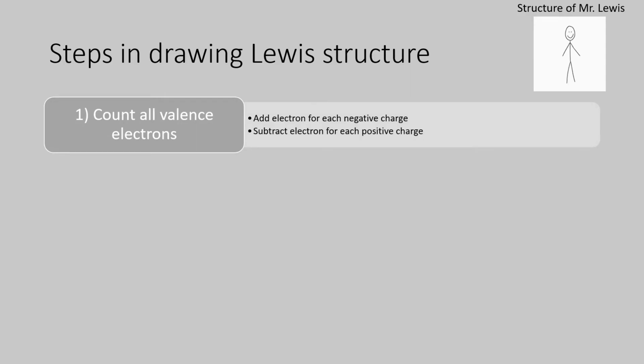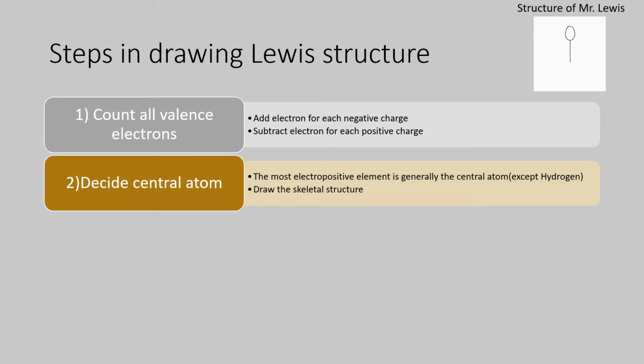So first kita kena count all valence electron. Okay, semua atom yang ada tu kita count valence electron dia. So add electron for each negative charge and then subtract electron for each positive charge. Okay, and we'll see how nanti. And then kita kena decide central atom. Mana satu elektron paling elektropositif akan duduk tengah. Yang paling pemurah akan duduk tengah. Okay, so kita letak orang-orang yang baik dekat tengah kan.